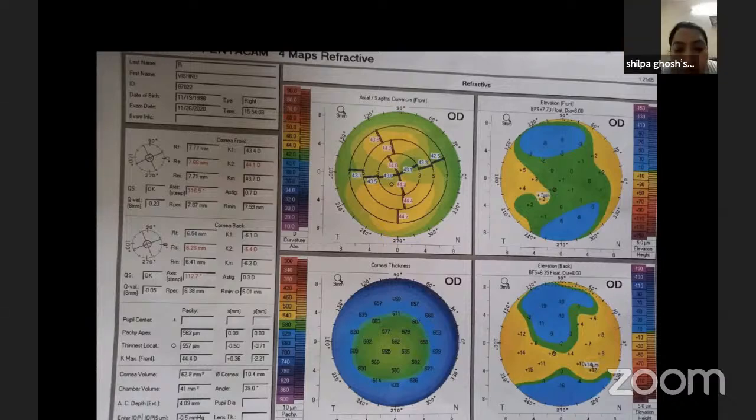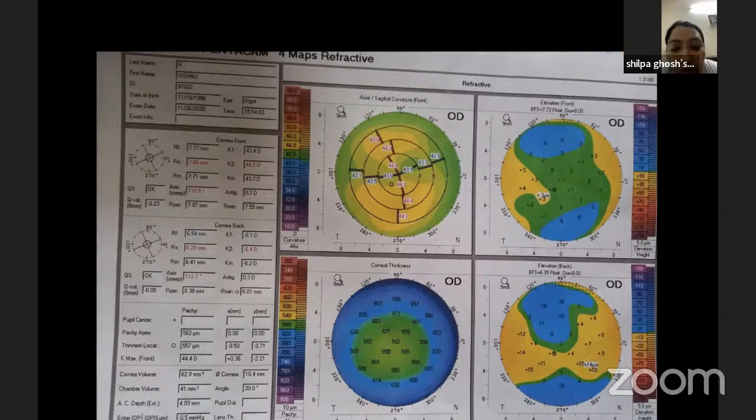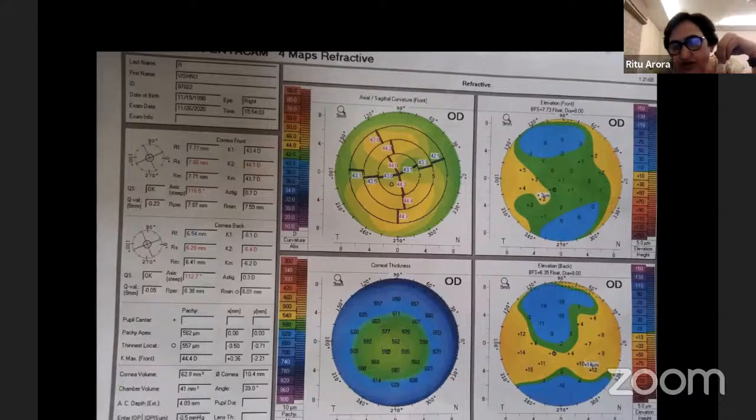Yes, ma'am. At least give me some response so that I know I'm not talking to the ghost. Gopal has already talked about it. So what does QS stand for? Quality score, ma'am. Okay, so quality score, what is it telling you? It means it is a reliable Pentacam.